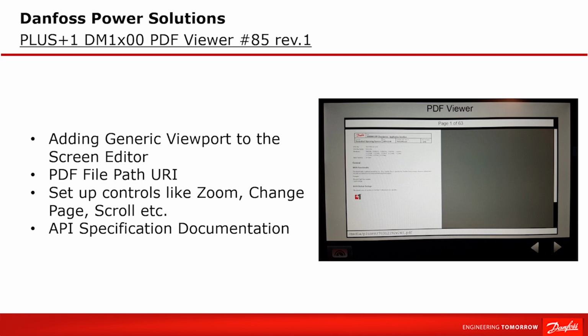Assign a PDF file path to the PDF viewer and build up your own style of a PDF viewer using the zoom, page number, scroll, and other available elements which are listed inside the API specification documentation in combination with the vector-based screen editor functionalities. In the following, I will show how the PDF viewer functionality can look like or how it can be used or developed inside Guide on the DM10 and 1200 display platform.